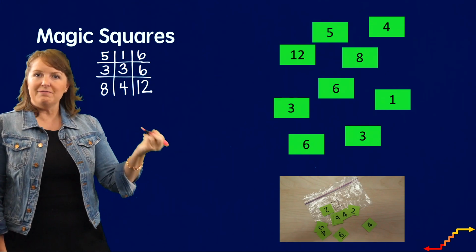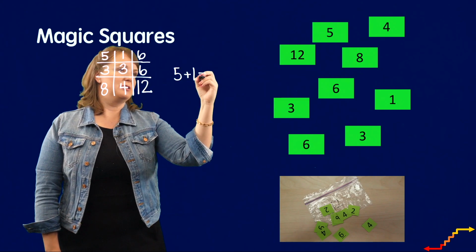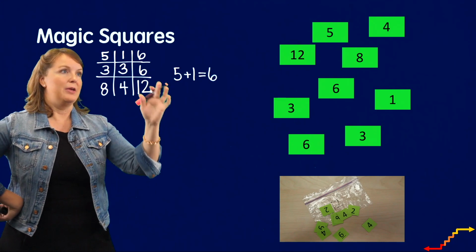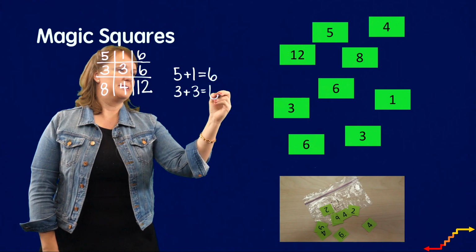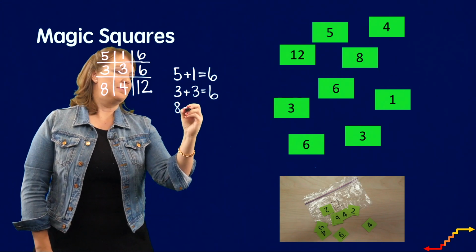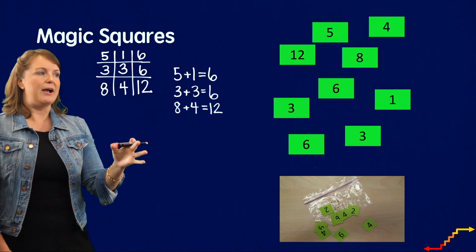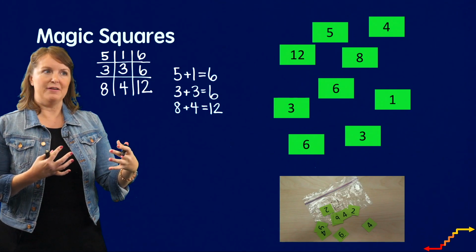And so look at all of the facts that we've created. I'll actually write them here. And this is a good thing to have students do: rewrite all of the facts that are created by the magic square. So 5 plus 1 is 6. 3 plus 3 is 6, and 8 plus 4 is 12. So this is practice of facts that are closely related, but they may not be in the same fact family.